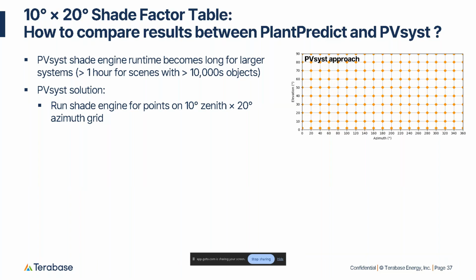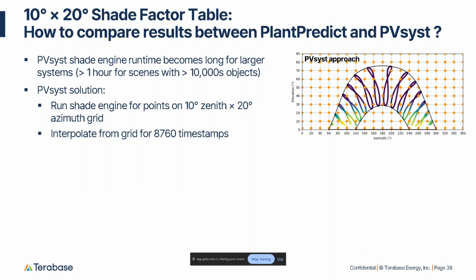And so the solution that I think most users are used to is to do the fast mode, which is that PVCs run the shade engine for a grid of points on a 10 degrees zenith times 20 degrees azimuth grid. That's all these orange dots for which you do the real calculation. And then everything else is interpolated. So you interpolate your 8760 hourly timestamps to get your shade scene.